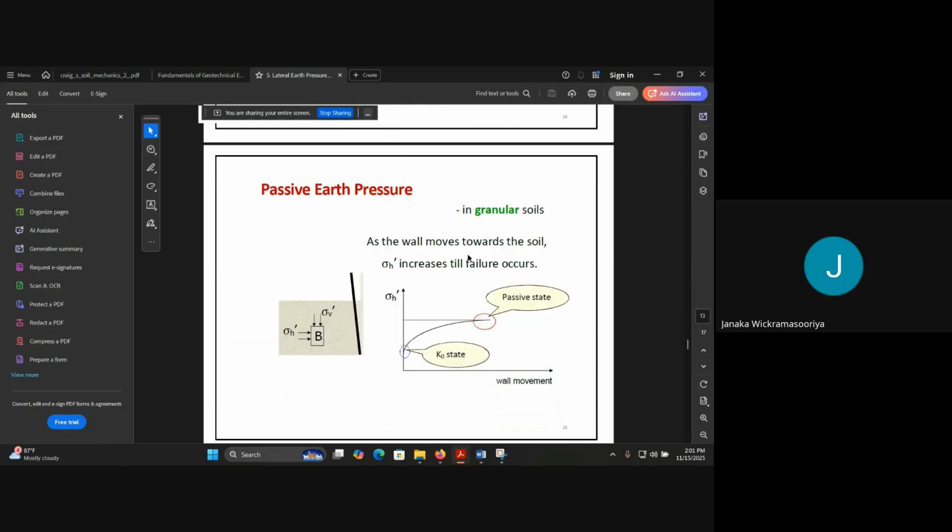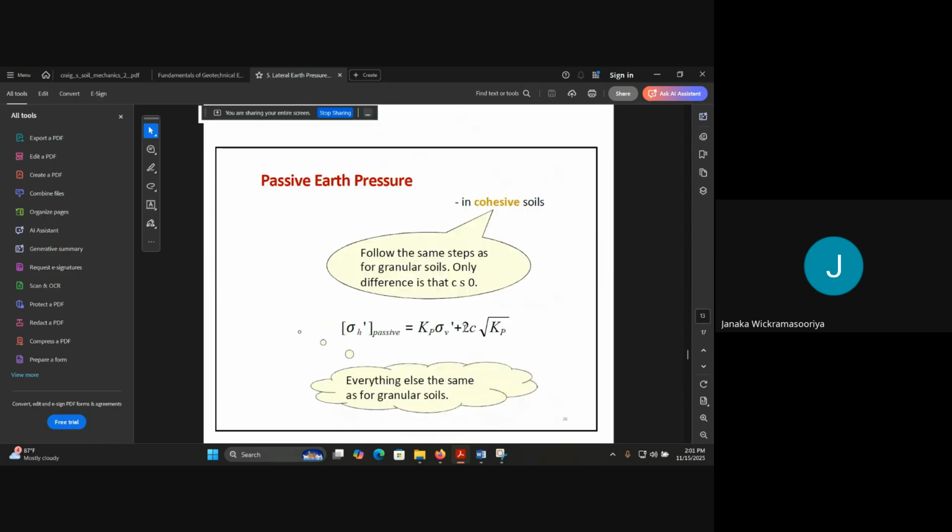For the cohesive soils, again that equation is somewhat different. Earlier it was minus 2c times square root of Ka. Now for the cohesive soils, this becomes the same equation plus 2c times square root of Kp. Sorry, earlier the negative sign has become a plus sign and Ka has become Kp. Now this is for the cohesive soils, with the cohesion value. In the same equation, if this c becomes 0, you get the earlier equation.